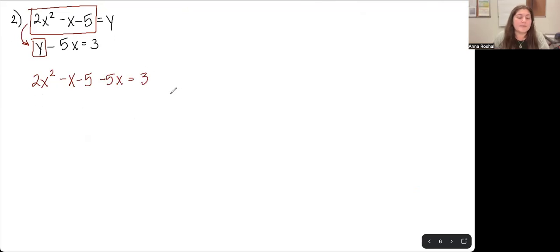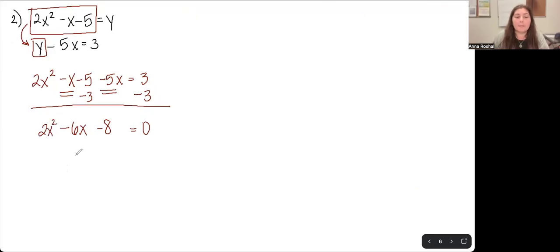I'm going to combine like terms and make sure everything is set equal to 0. So this can be combined with this, and then I'm also going to subtract 3 from both sides. So now I know that's equal to 0. This is going to be minus 8. These two, when I combine them, are going to be negative 6x and then 2x squared. Before I go in to factor this, I can actually divide everything by 2, which is going to make my life easier.